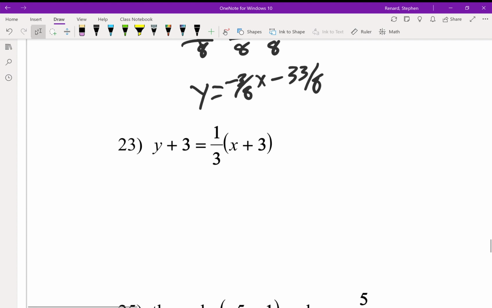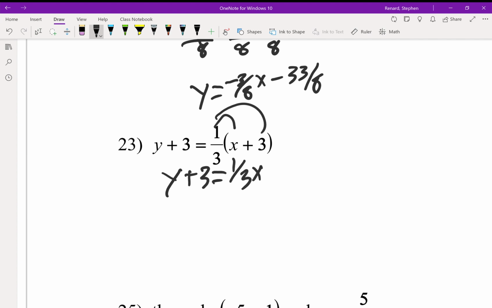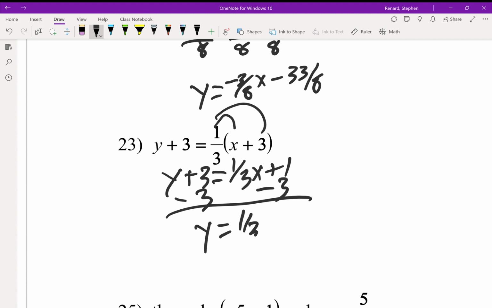Next, 23. This is in point slope. So point slope, again, we're going to solve for y. But first what we have to do is order of operations, distribute that 1/3. It's going to be 1/3 x, 1/3 of 3 is just 1. So when I subtract 3 from both sides, I end up with y equals 1/3 x minus 2.